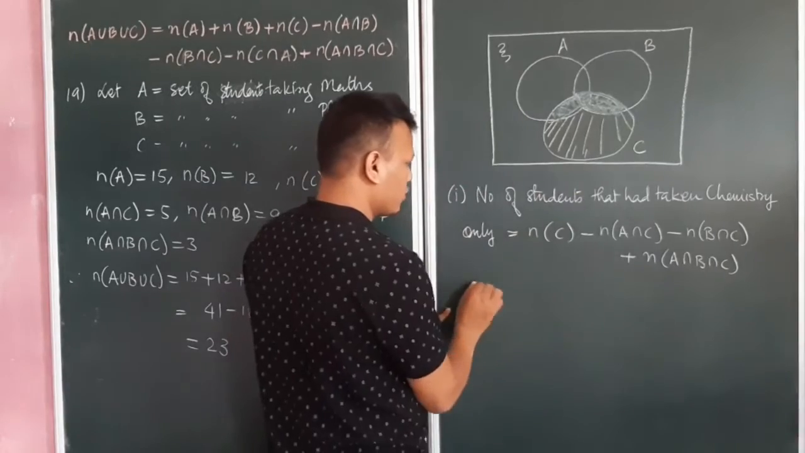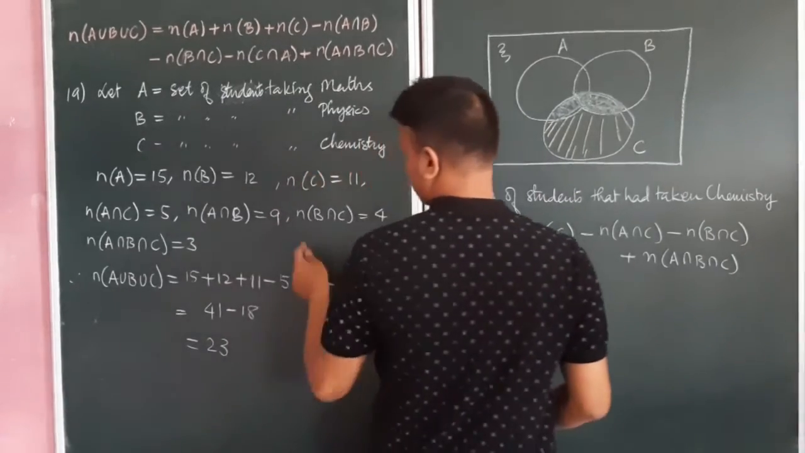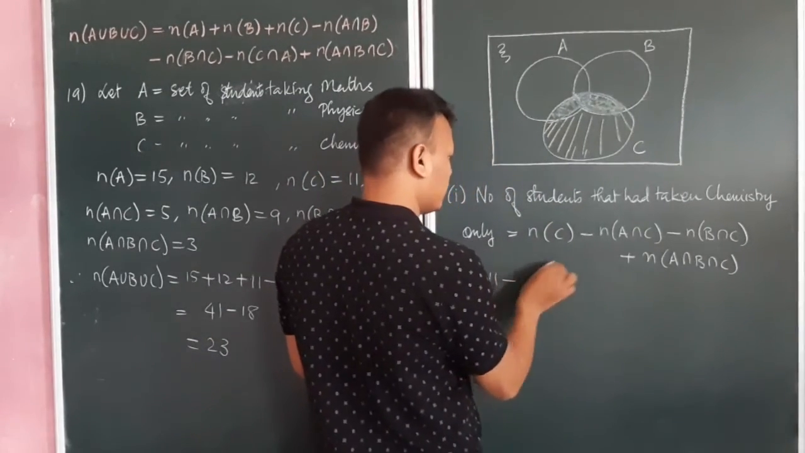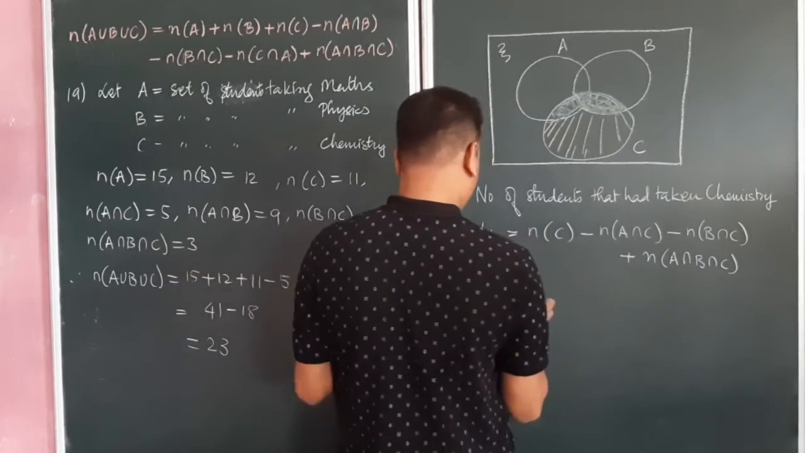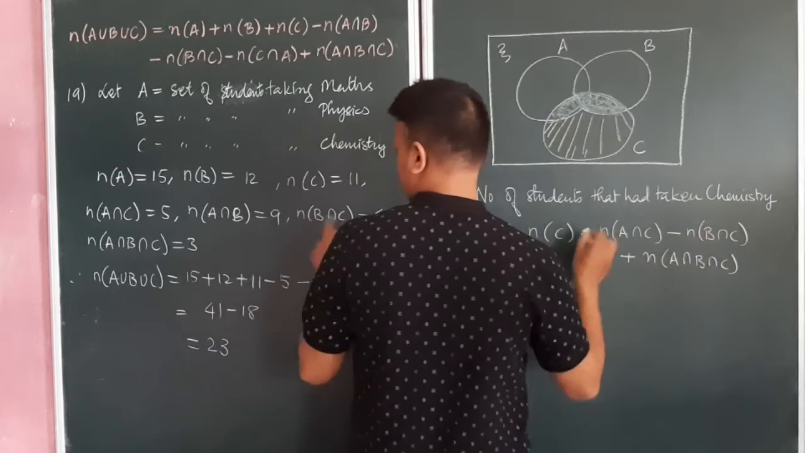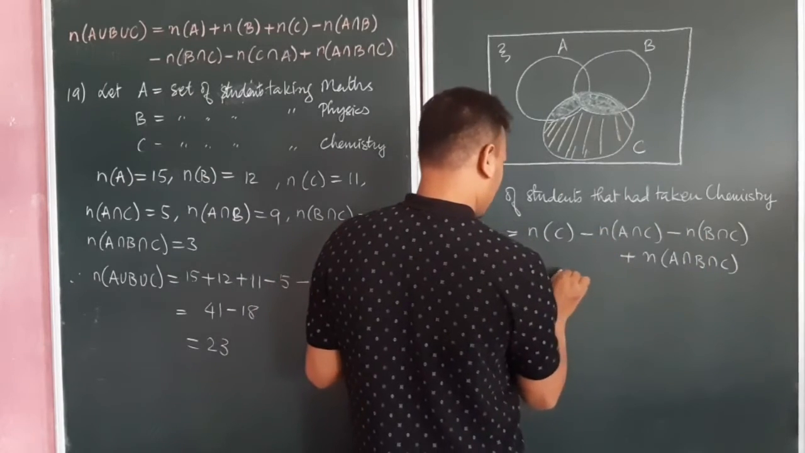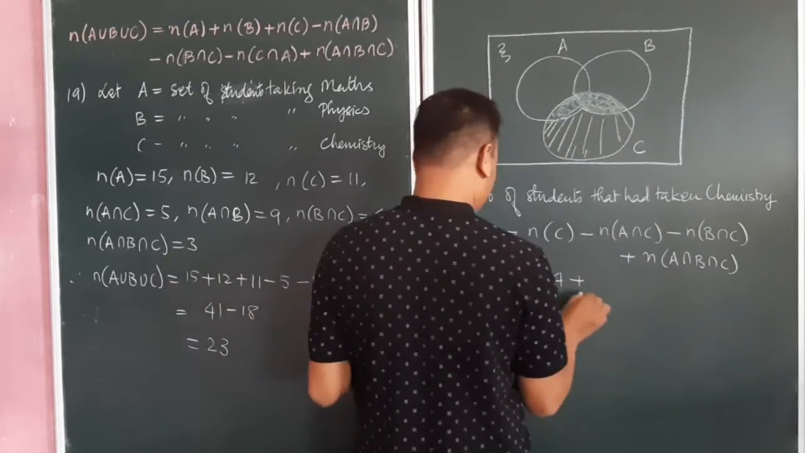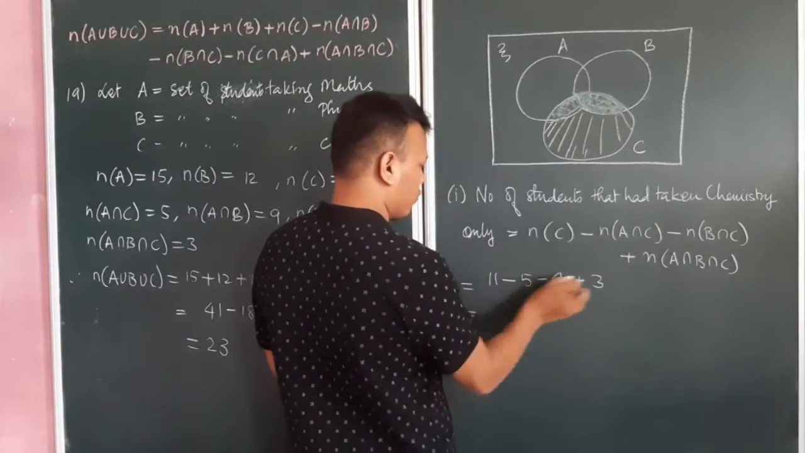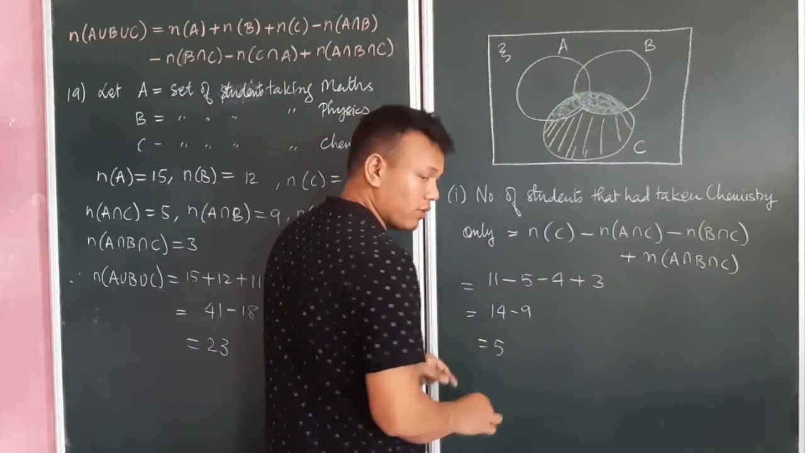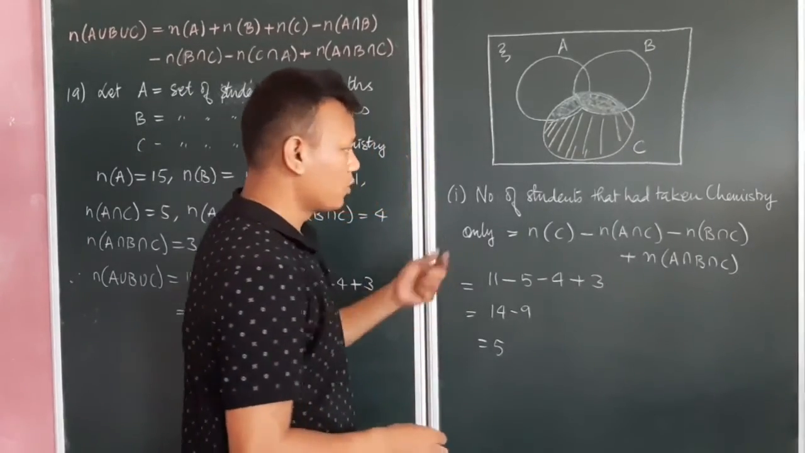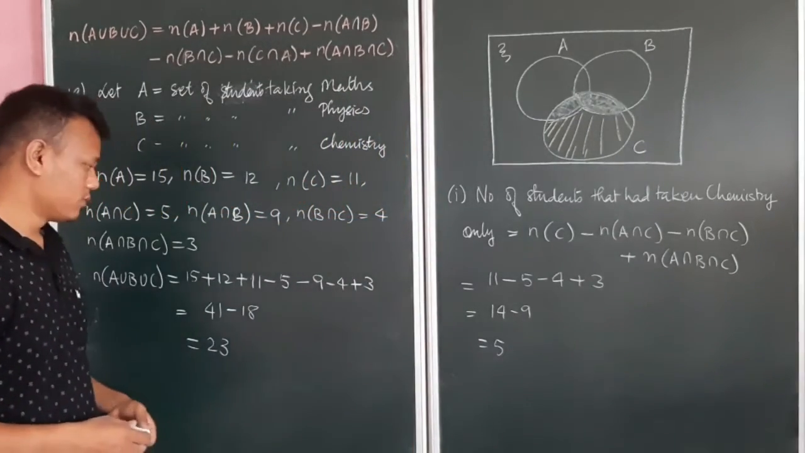Let's put the values. So n of C is given to be how much? 11 minus n of A intersection C. A intersection C is given to be 5. n of B intersection C is given to be 4, plus this is given to be 3. So this turns out to be 14 minus 9, which equals 5. I don't have space here, so pause the video and note it down.